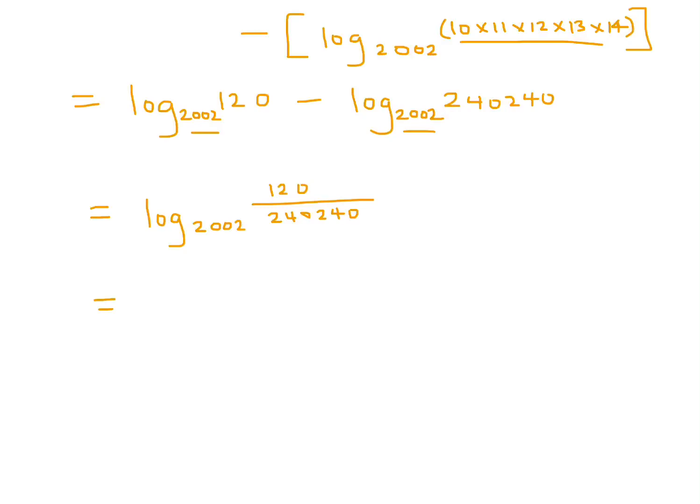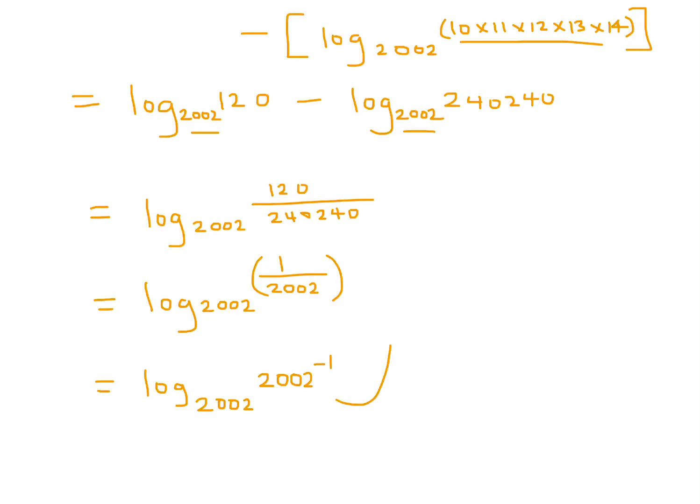Okay? So this number here is 1 over 2002. That's what it reduces to. And 1 over 2002 is written basically as 2002 to the exponent negative 1. And I'm sure you know that. So let's bring this up here. So we know we can bring the negative 1 in front.